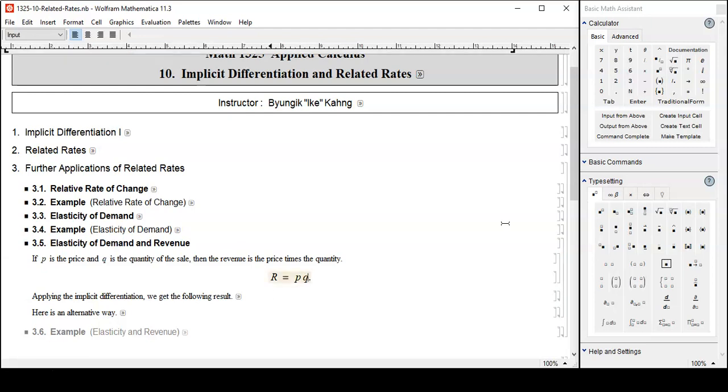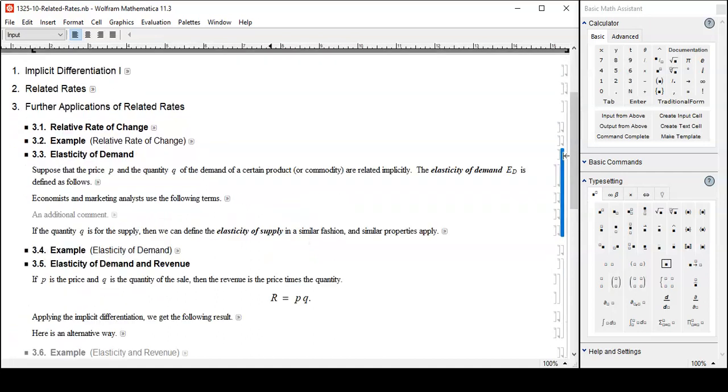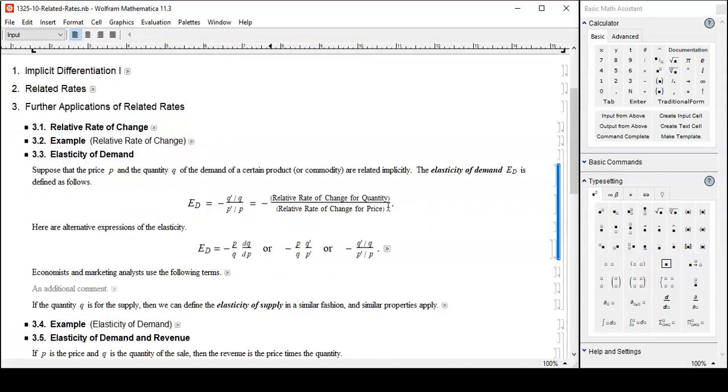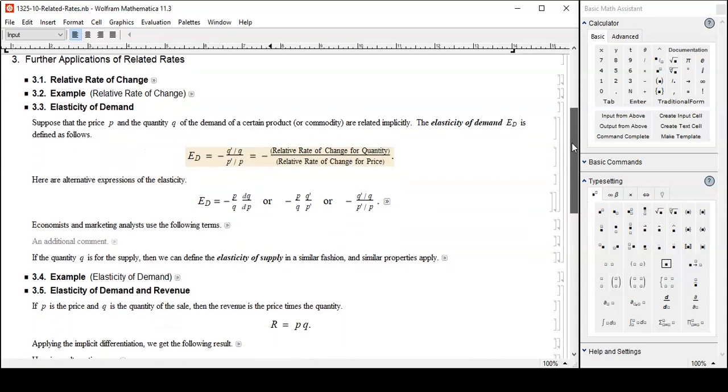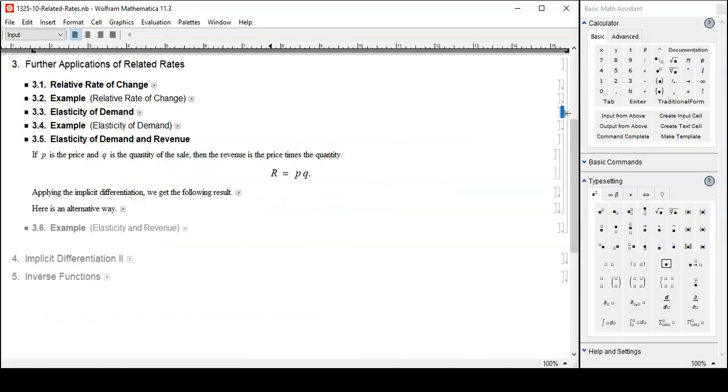By the way, what is the elasticity? Well, here's the definition. The relative rate of change of the quantity over the relative rate of change for the price. Now, if this quantity is on the demand side, then this is the elasticity of demand. And if it is on supply side, then this is elasticity of supply. Similar in terms of mathematics, even though they are different in economics or finance.